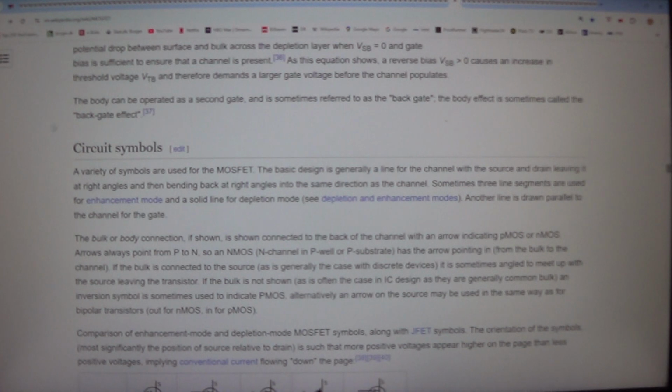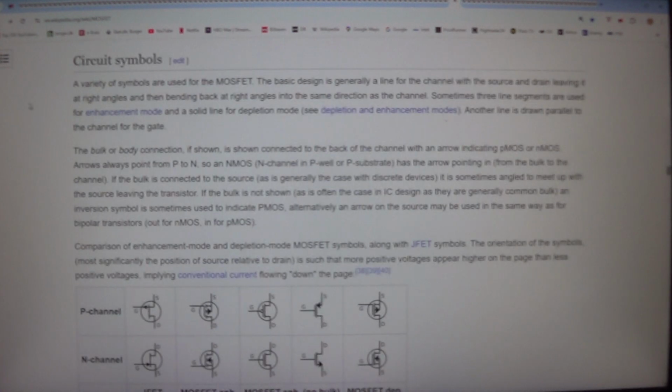Circuit symbols. A variety of symbols are used for the MOSFET. The basic design is generally a line for the channel with the source and drain leaving it at right angles and then bending back at right angles into the same direction as the channel. Sometimes three line segments are used for enhancement mode and a solid line for depletion mode. See depletion and enhancement modes. Another line is drawn parallel to the channel for the gate.